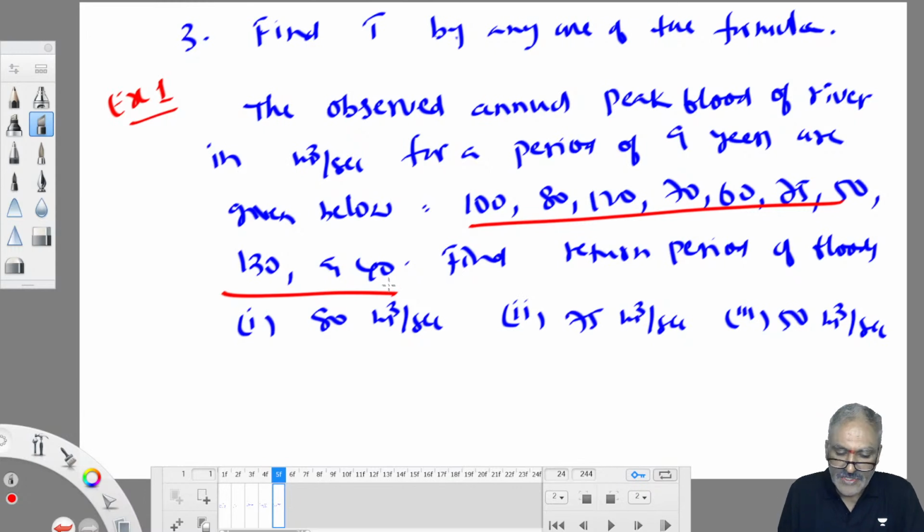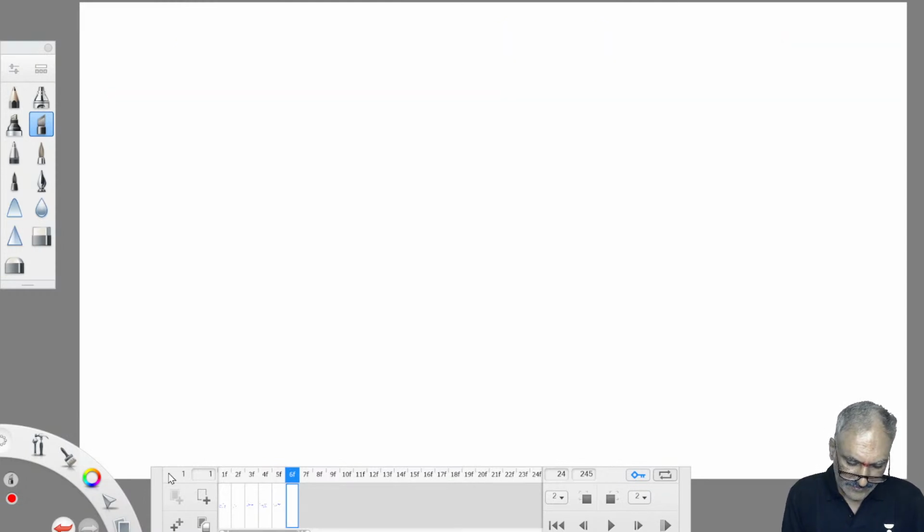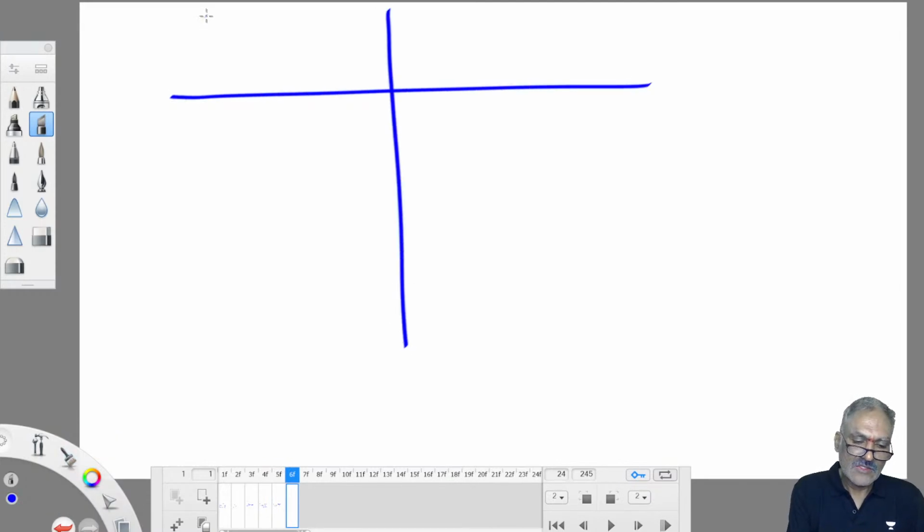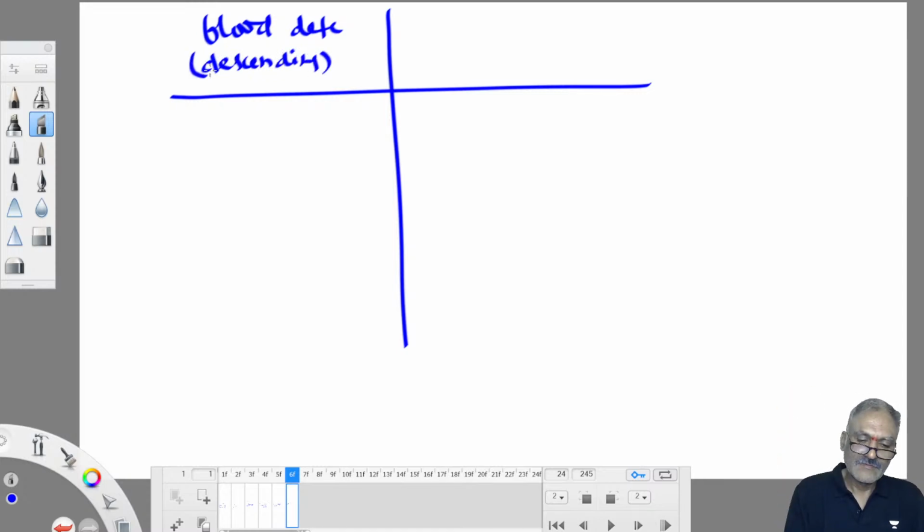Sometimes the same data is repeated a couple of times. In such a case also, if it is repeated 3 times, you have to post that data 3 times. Understood? So I am arranging the flood data in descending order. Descending order means what? High to low. Which unit system is the flood data given in? Meter cube per second. So I am writing rank also.